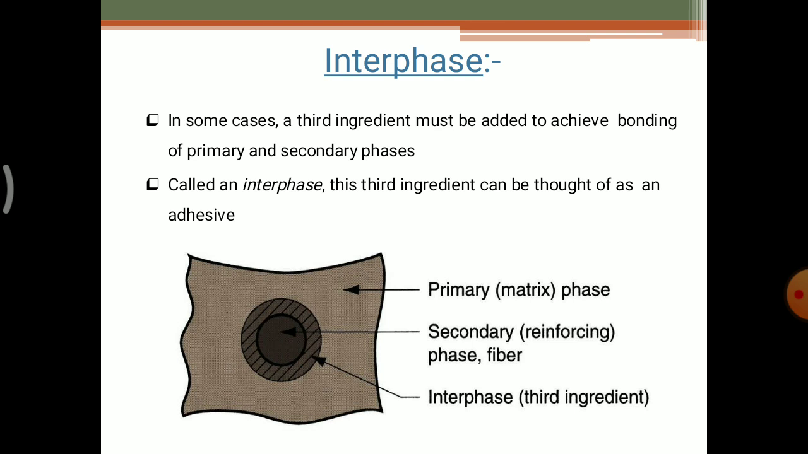So in the picture you can clearly see the composition here in the third ingredient interface. In the third ingredient interface, you can clearly observe the difference from the natural interface. In the natural interface, only two types of phases have been directly observed, but in these types of interface, three ingredients have been widely used, that is the primary phase, secondary phase, and the third one is the interface.